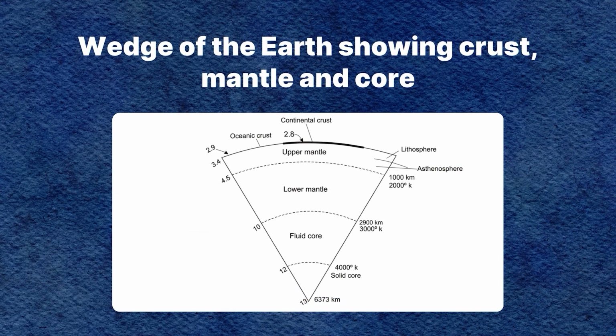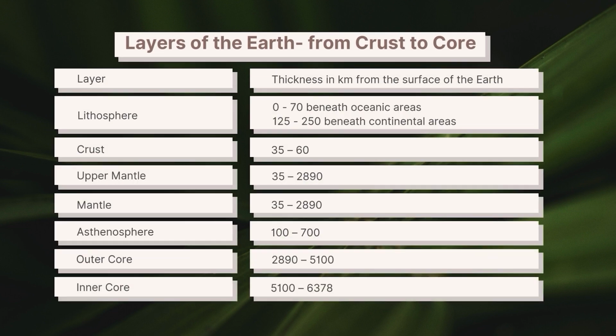Now here is the diagram by which I have tried to show the continental crust, and you have a thin oceanic crust here, then you have a lithosphere, upper mantle, below the upper mantle you have a lower mantle, and below the lower mantle you have a fluid outer core through which the S waves cannot penetrate, and below that you have a solid core. Now let us have a summary of the thickness in kilometers from the surface of the earth. The lithosphere is around 0 to 70 km beneath ocean areas, but it is 125 to 250 km beneath continental areas.